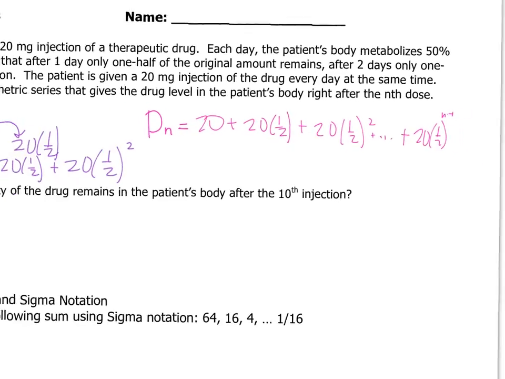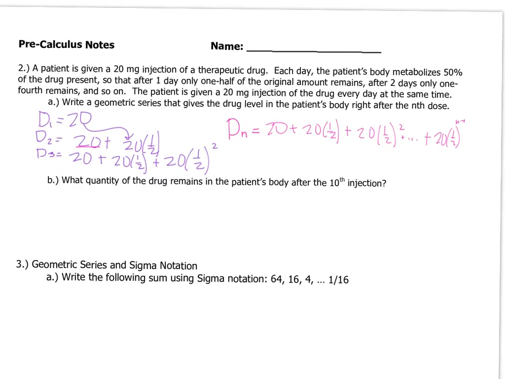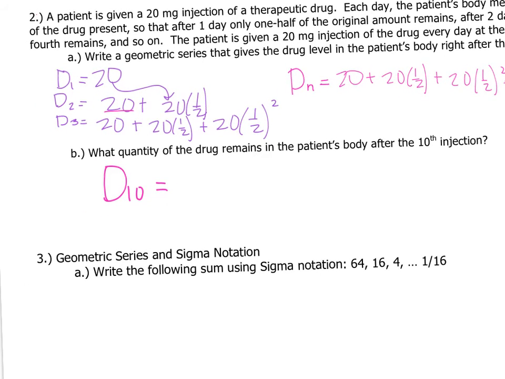Okay. So then the second part, what quantity of the drug remains in the patient's body after the 10th injection? So you have options here. Morgan probably wants to write out all 10 terms and add them up because that's what she does. But we have these beautiful sum formulas that cut out that tedious work, right? Okay. So I'm looking for now D sub 10. And then we can use that sum formula to find what we're looking for.